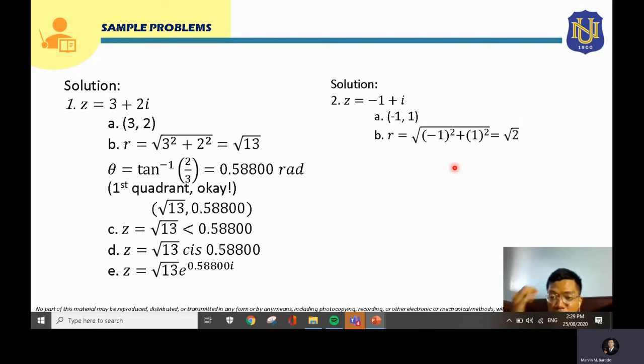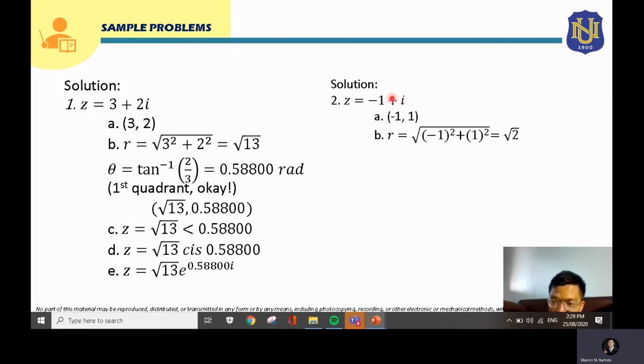Now, also, we need to solve for the theta or the argument. But before solving your argument or your theta, you first have to determine what quadrant it is located. In this case, since the given is negative 1 plus i, the real part is negative, at the left side of the x-axis, and then your imaginary part is positive, so it's in the upper part of your imaginary axis. So meaning to say, this will be located in the second quadrant, right?